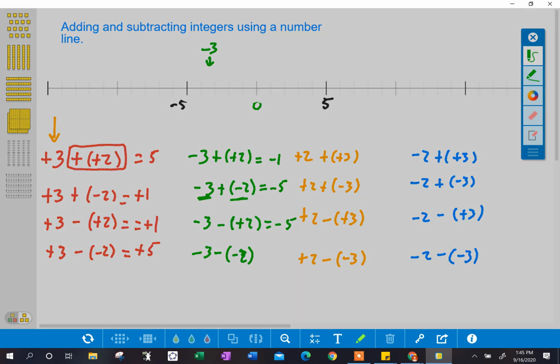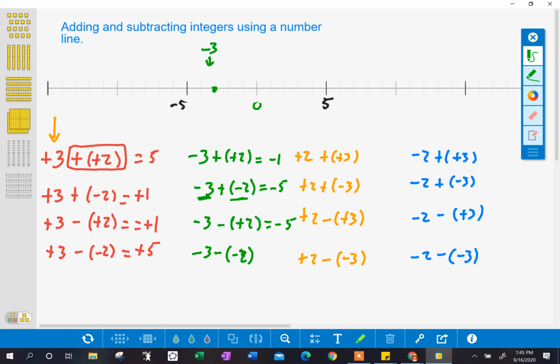And my last one of this question says -3, take away 2 negatives. Well, 2 negatives would go this way, so if I'm going to take that away, it would actually go the other way, and that gives me a -1. I'm hoping this is starting to sink in a little bit.